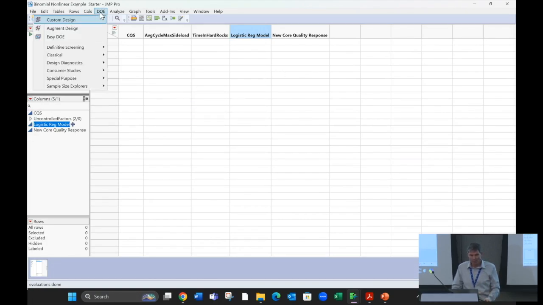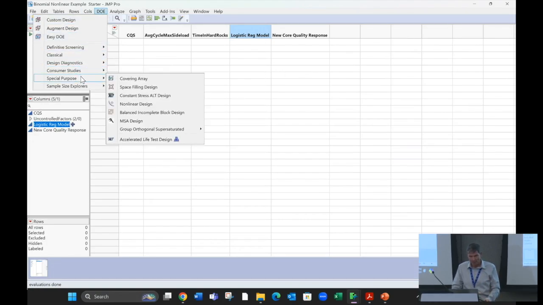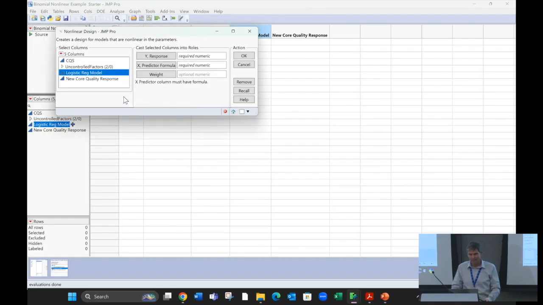So I can do DOE, and then special purpose, and this is where I'm going to jump into the nonlinear design. The nonlinear design is looking for a response, and we're going to call it our new response. But it's looking for the prediction formula. So you have to create that prediction formula. I happen to have it because I did a logistic regression.